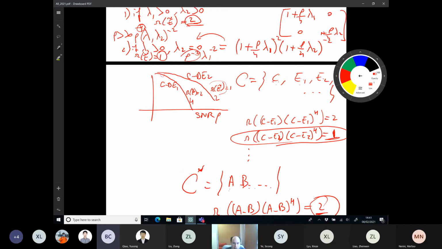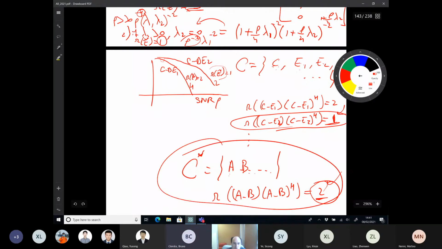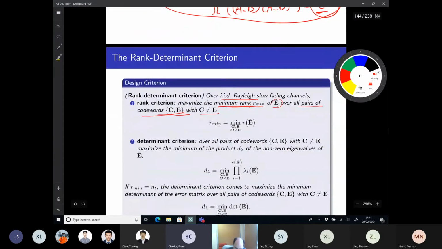That means my worst performance, my worst pairwise error probability, will be better off with this code book than with this code book, right? Then you better choose that code book. Okay, so this is what this says here. Your rank criteria is, among all possible code books, all possible codes, you try to find the one that maximizes the minimum rank.